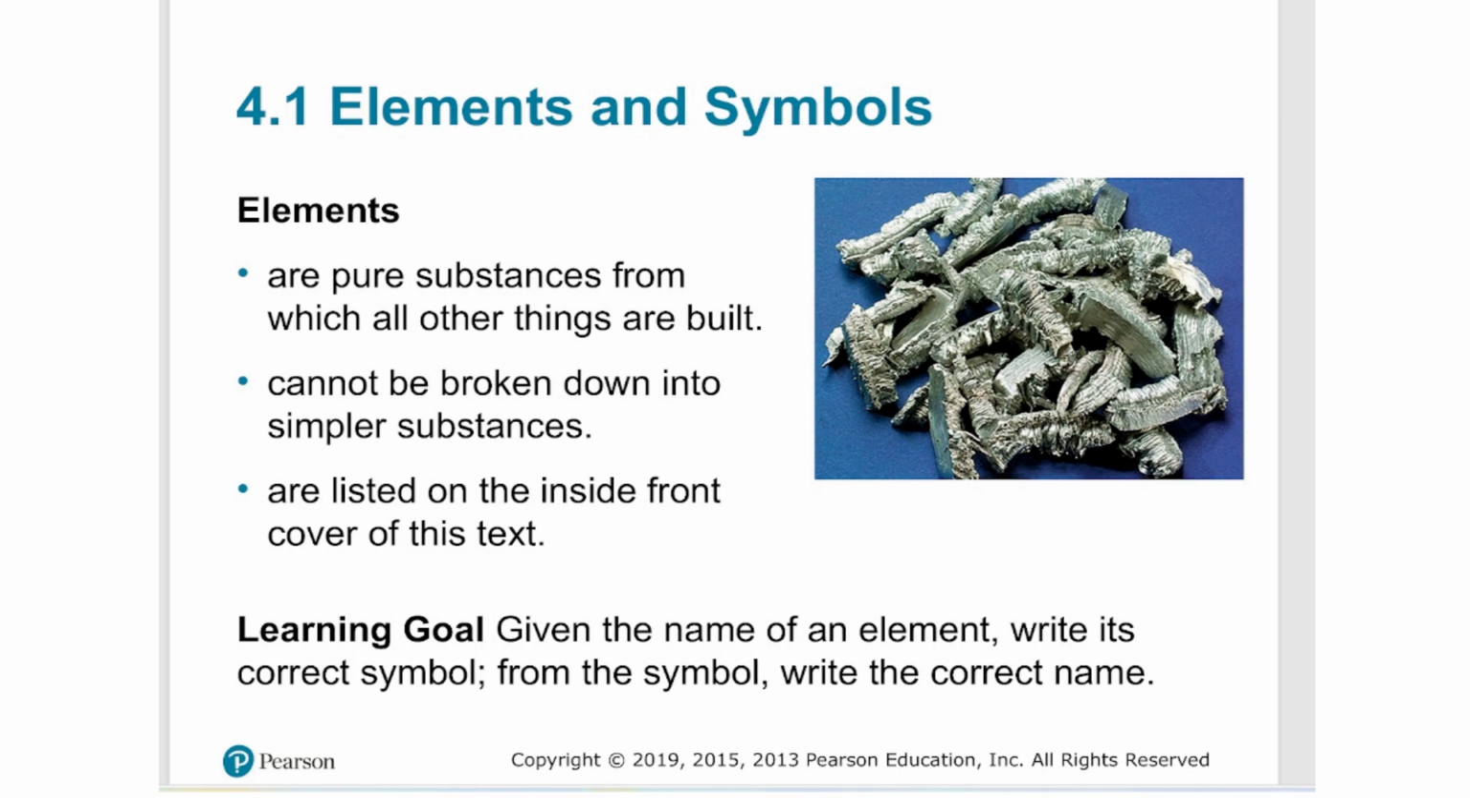Elements are pure substances from which all other things are built. They can't be broken down into simpler substances. And if you purchase the text, you can find a list of the elements in the front cover of the text in the form of the periodic table. And we'll take a look at that in just a minute, or at least a periodic table. Given the name of an element, we want to learn to write its correct symbol, and from the symbol, write the correct name. So let's go ahead and take a look at the periodic table.